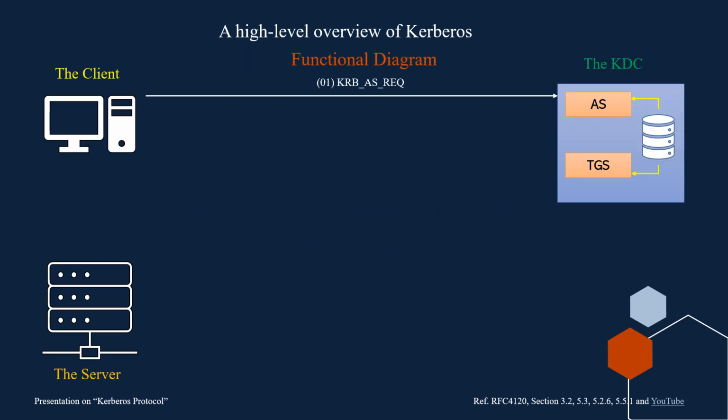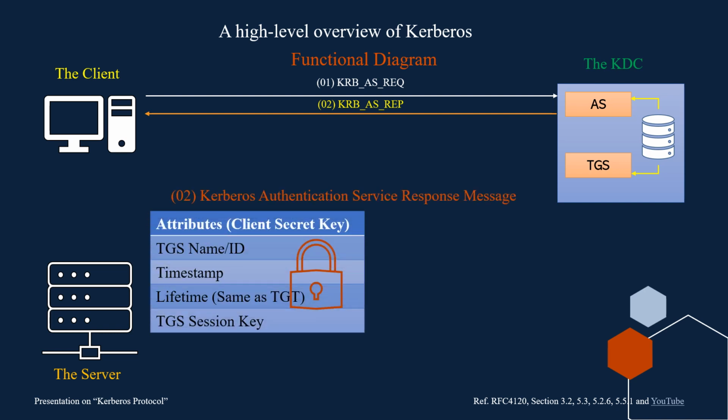As a reply to the client, the authentication server generates two more messages and sends them to the client. These are known as the Kerberos authentication service reply message. One message consists of the TGS name or ID, the timestamp when the message is written, the lifetime, same as the TGT the client requested, and the TGS session key. This message is encrypted with the client secret key, as the server took a copy of the client secret key.